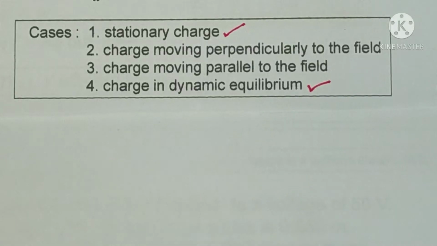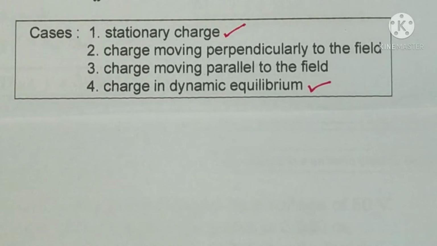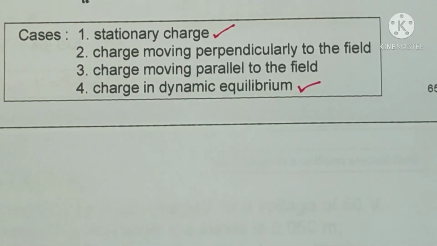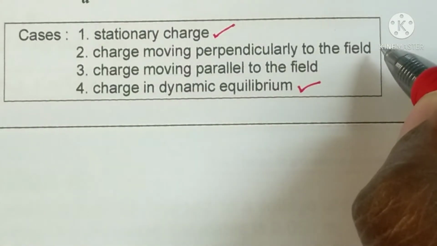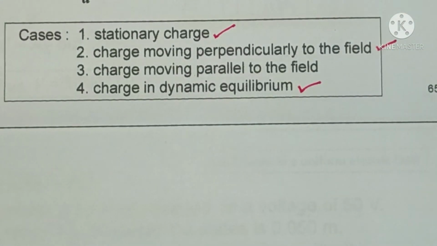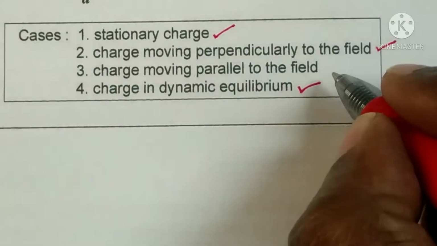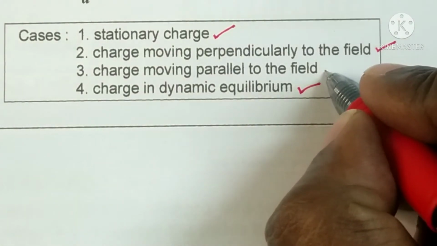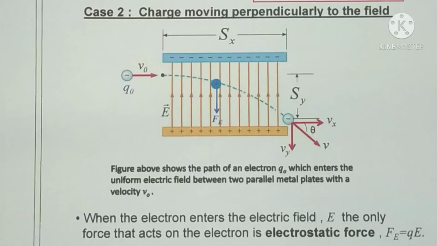Hi all, welcome back to part 2 of a moving charge in a uniform electric field. In this segment we are going to see charge moving perpendicularly to the field. It's about case 2 and case 3, charge moving parallel to the field. Let us see case 2, charge moving perpendicularly to the field.